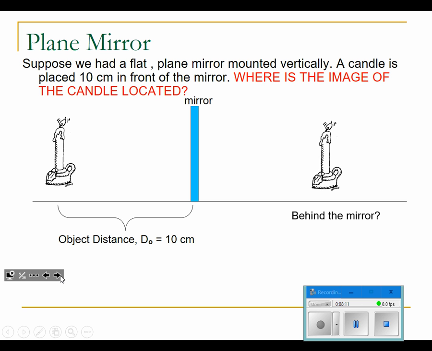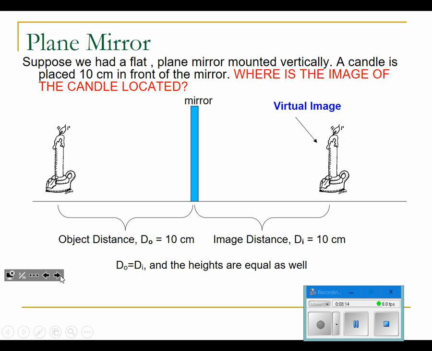How far behind the mirror is it actually, though? Believe it or not, it is exactly the same distance. So the distance to the object and the distance to the image are exactly the same. Notice the heights of the image are the same as well. That's because we don't look taller or shorter. Thank goodness I can't look any shorter, but I don't look any taller when I look in a normal plane mirror either. Those are important things to understand. This is called a virtual image, and we'll talk about those types of images in just a minute. But it's important to understand that that is a virtual image.